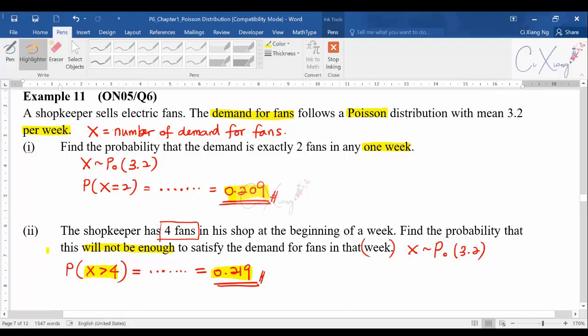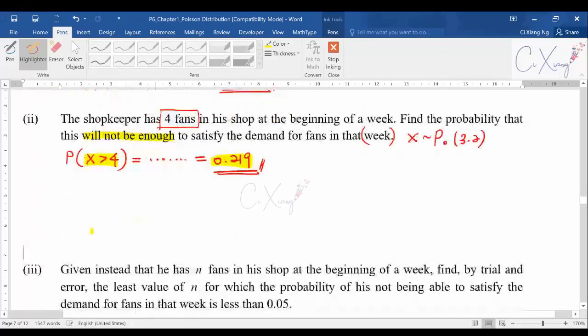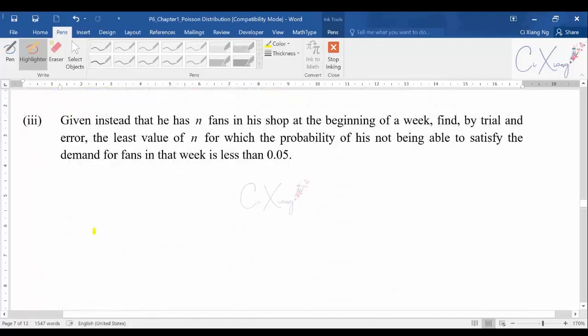Then continue further. Given instead that he has N fans in his shop at the beginning of a week, find by trial and error the least value of N for which the probability of his not being able to satisfy the demand for fans in that week is less than 0.05. So here they tell you that the method we use is the trial and error method. This question is very similar to part number 2, just that now you are having N fans, and they are still talking about not being able to satisfy the demand.